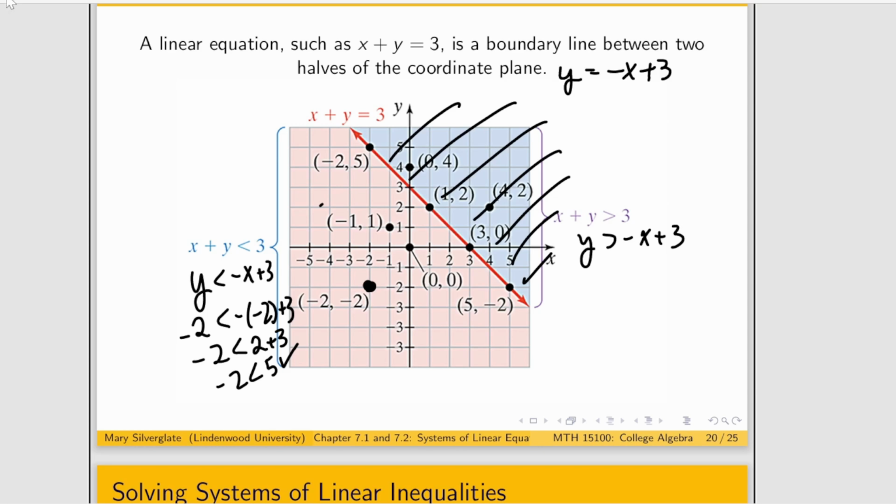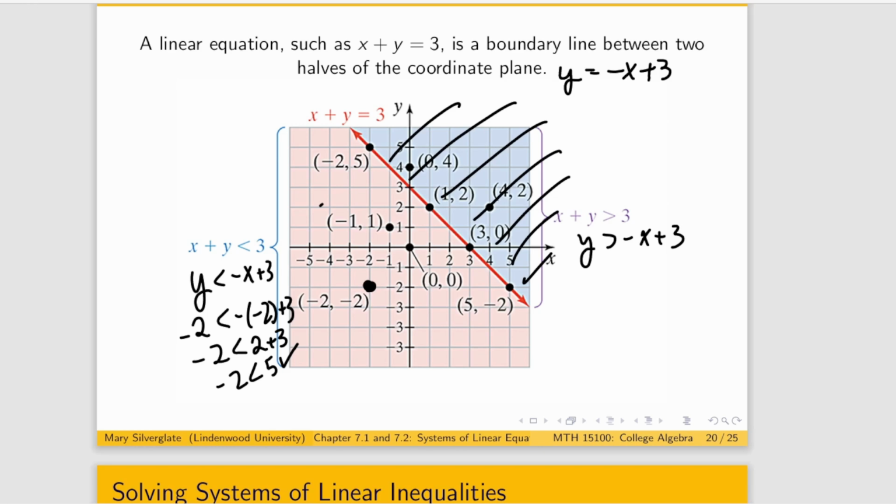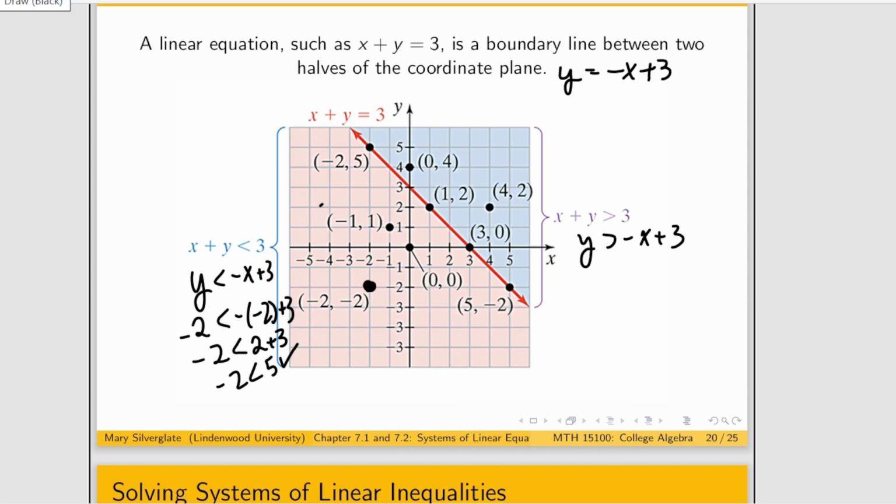Or you can always pick a testing point. Personally, I recommend doing both. I would recommend getting an intuition of what above and below the line look like, but then still pick a testing point to double check. So for example, this point over here, (4, 2), you plug in 2 for y, 4 for x. Is 2 greater than -1? It is. You're good.